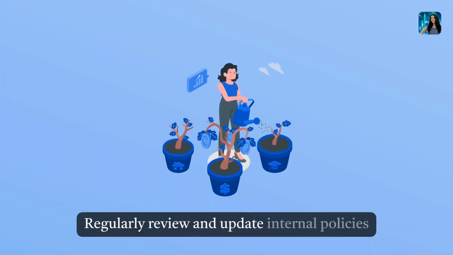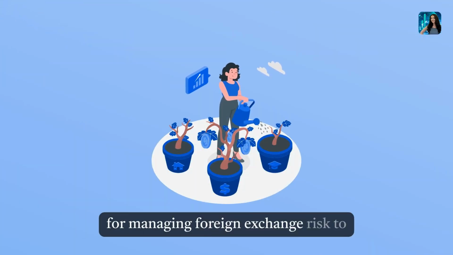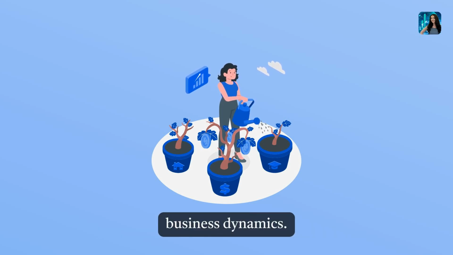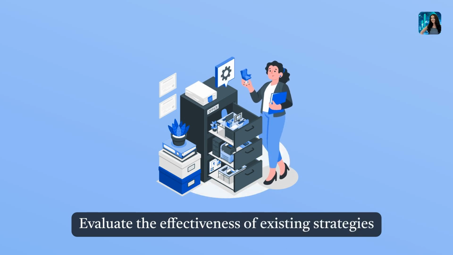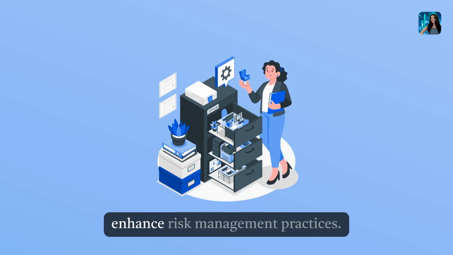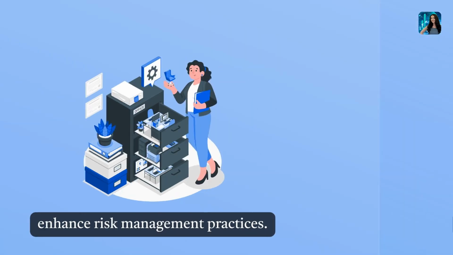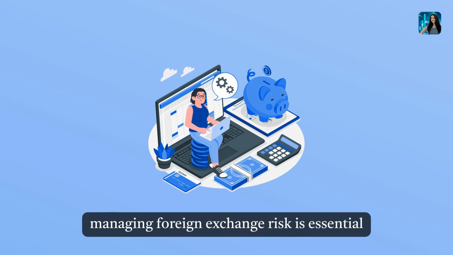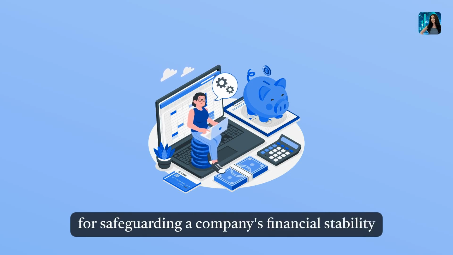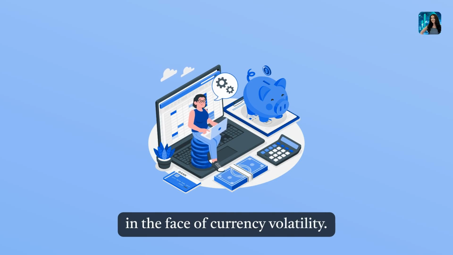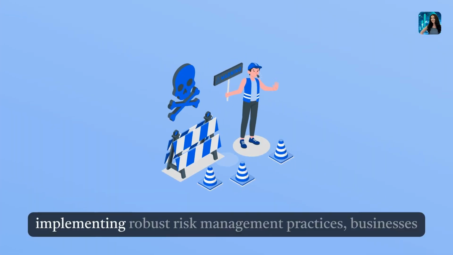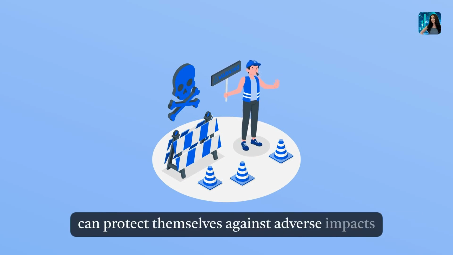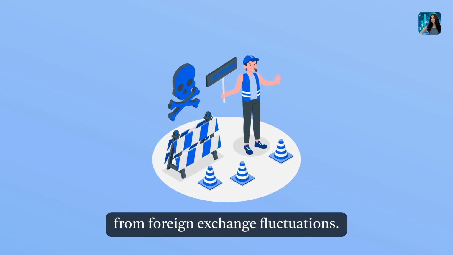Regularly review and update internal policies for managing foreign exchange risk to adapt to changing market conditions and business dynamics. Evaluate the effectiveness of existing strategies and make adjustments as needed to enhance risk management practices. In conclusion, developing internal policies for managing foreign exchange risk is essential for safeguarding a company's financial stability in the face of currency volatility. By following these key considerations and implementing robust risk management practices, businesses can protect themselves against adverse impacts from foreign exchange fluctuations.